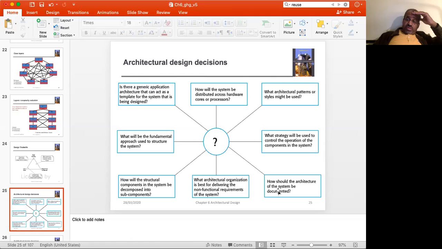You need to make a decision about the documentation of the architecture. You need to decide on what organization would be best to serve your non-functional requirements and qualities. What would be the fundamental approach used to structure the system? Is it top-down? Is it bottom-up? Is it middle-out? These are all strategies for cutting up or deriving the detailed architecture of the system. How will the structural components of the system be decomposed into subcomponents?